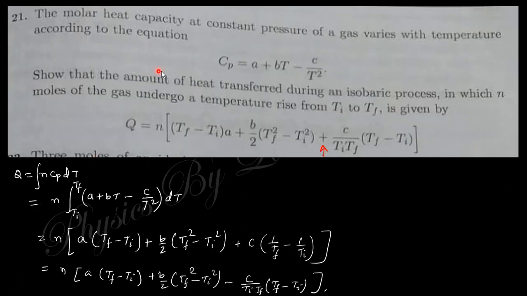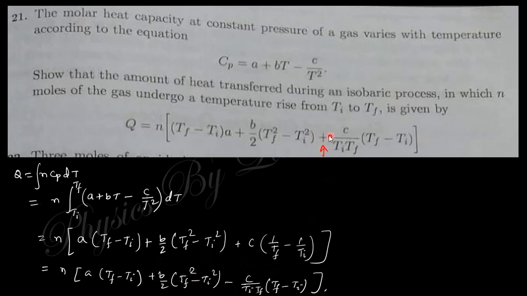Go to next one. Next question says the molar heat capacity at constant pressure Cp is given like that: A plus Bt minus C by T square. So find the amount of heat transferred during the isobaric process in which n mole of gas undergoes temperature from Ti, the initial temperature, to Tf, the final temperature. So you know the heat equals n Cp dT. So n Cp is like that and dT. Here the integration of A dT gives A times Tf minus Ti, and this is T square by 2, and this is minus 1 by T, so this becomes plus 1 by T. So finally we will get this answer.